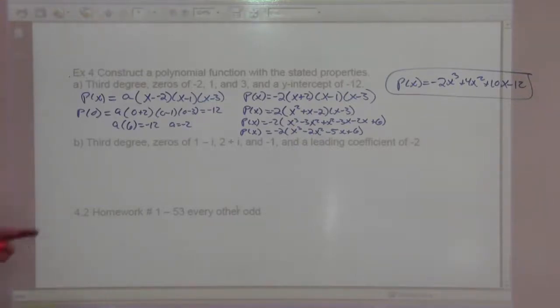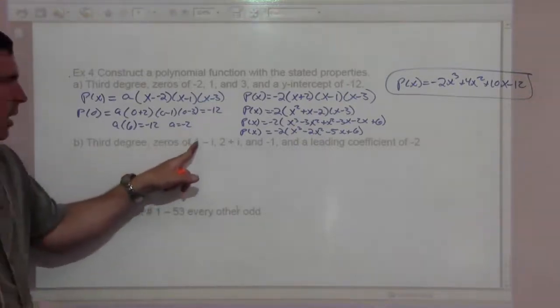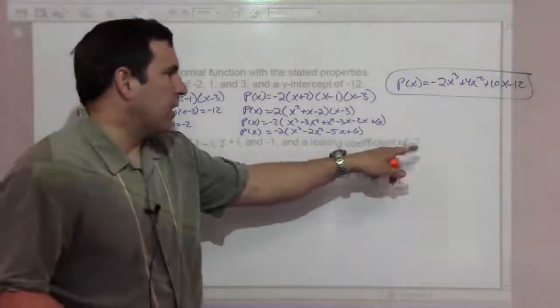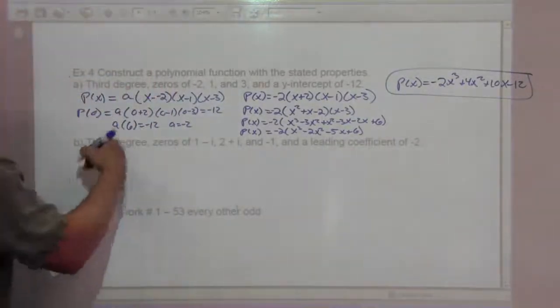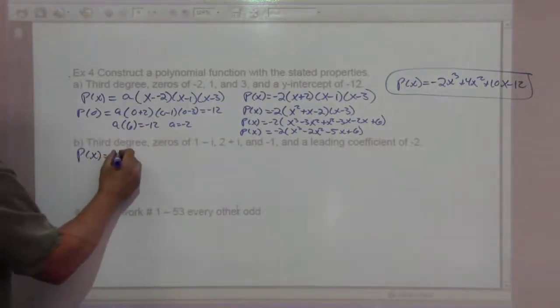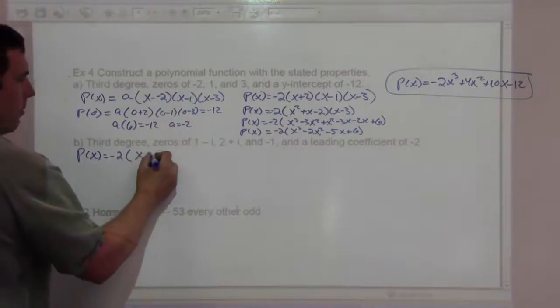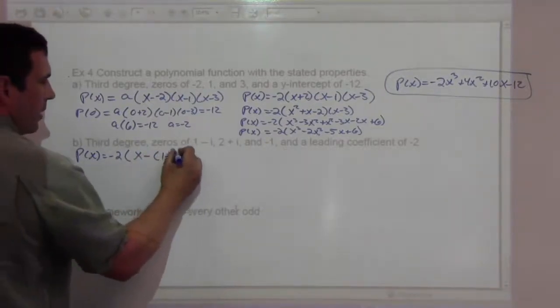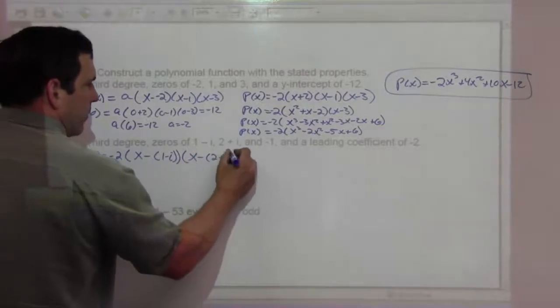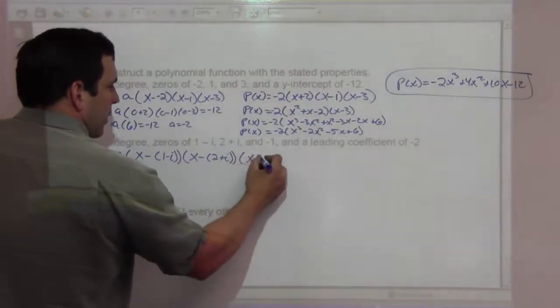Okay, and then for the last one: third degree, zeros of 1 minus i, 2 plus i, and negative 1, leading coefficient of negative 2. Okay, that's a little less work in part of it. So our p of x is going to be negative 2 times x minus the quantity 1 minus i, times x minus the quantity 2 plus i, times x minus negative 1.